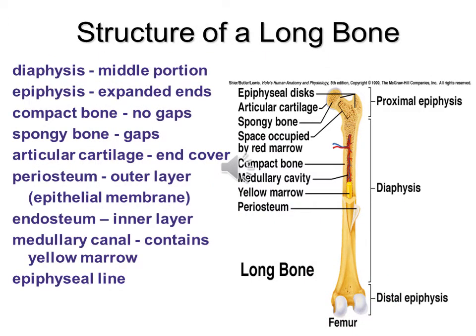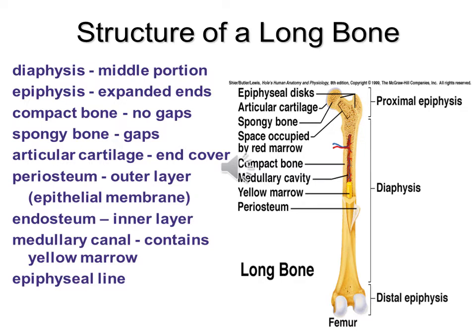So this is the basic structure of a long bone. I tried to have everything labeled that I could think of, including where you find red versus yellow marrow. Your primary length of a long bone is the diaphysis, that middle portion. When you get to the expanded ends, those are your epiphyses. You're going to have a proximal and a distal epiphysis on any long bone.